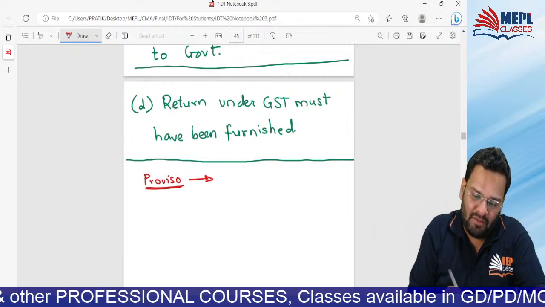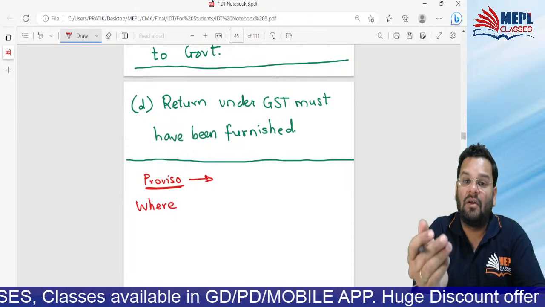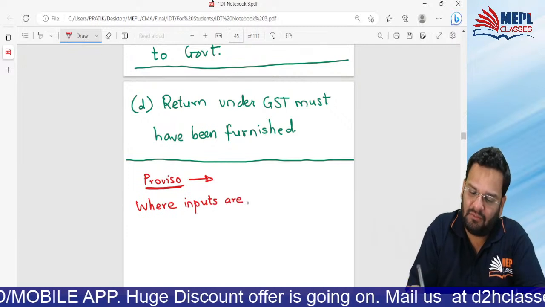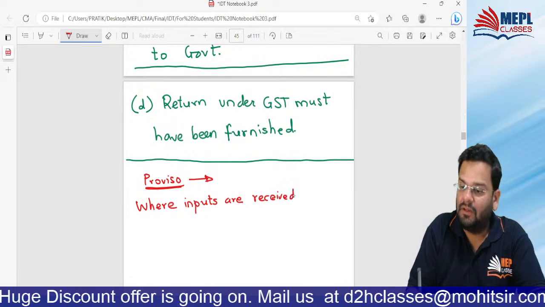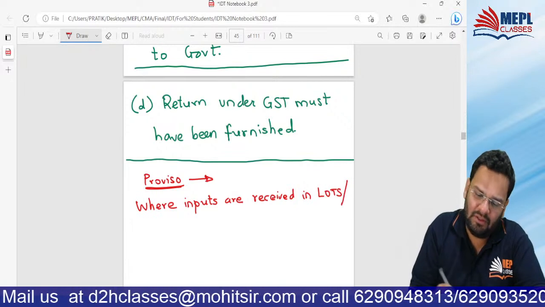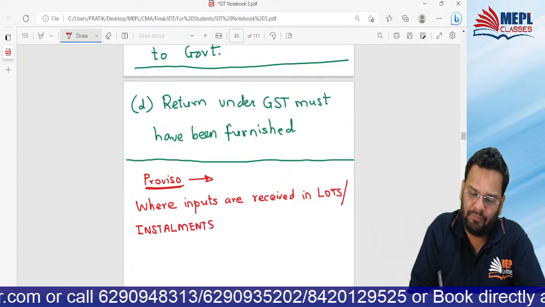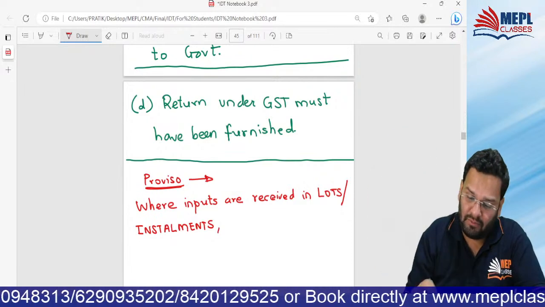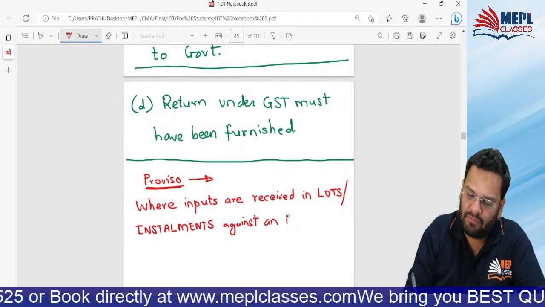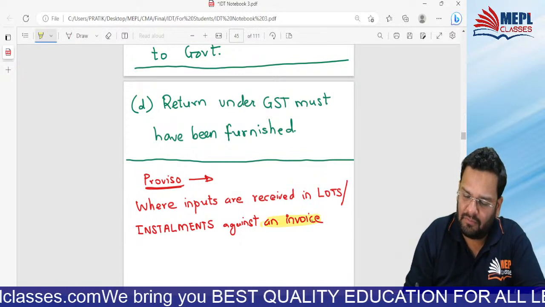So, where inputs are received in lots or in installments, then ITC can be claimed, or you will say against an invoice. That's an important point: against an invoice. Okay. Then ITC can be claimed.